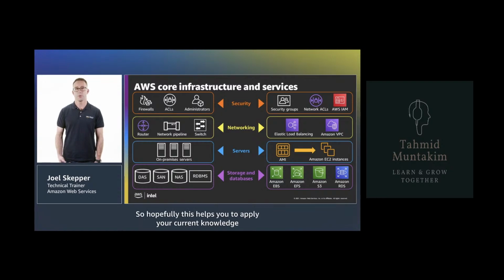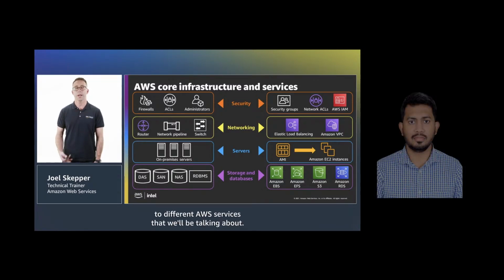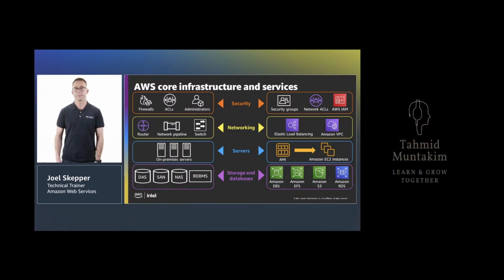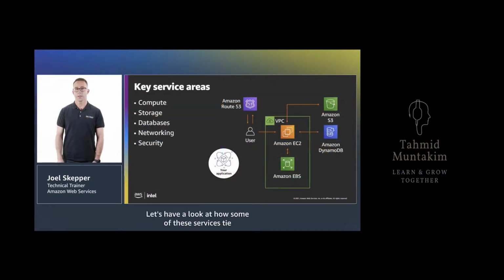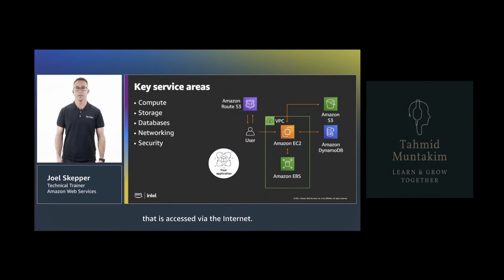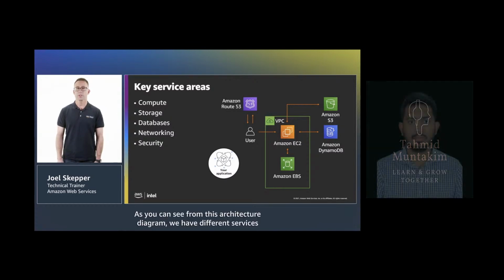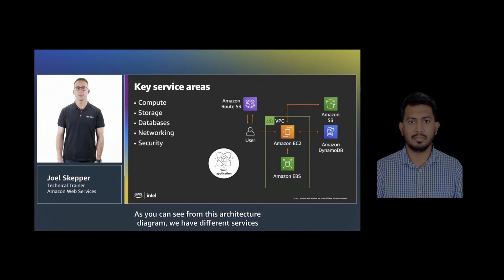So hopefully this helps you to apply your current knowledge to different AWS services that we'll be talking about. In the coming modules, we'll go into a little bit deeper knowledge about AWS services. Let's have a look at how some of these services tie together with a simple example. Let's say you have a web application which sits on a server that is accessed via the internet. The web application also needs access to some external data sources. As you can see from this architecture diagram, we have different services connected together to create an environment.